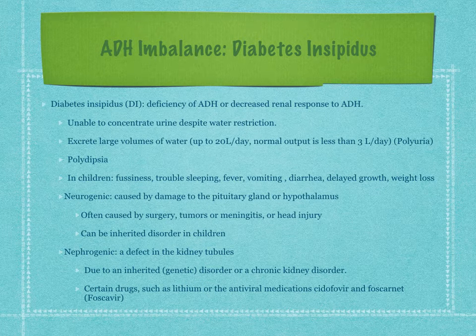Usually it's caused by surgery, tumors, or meningitis, or often with head injuries. There's a few cases where it can be an inherited disorder in children. Nephrogenic is a defect in the kidney tubules. It's due to an inherited or genetic disorder or a chronic kidney disorder. There's certain drugs like lithium or some antiviral medications, cidofovir or foscarnet, that can also lead to nephrogenic diabetes insipidus.